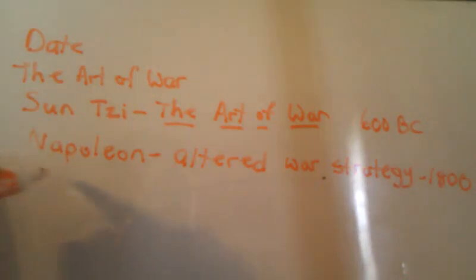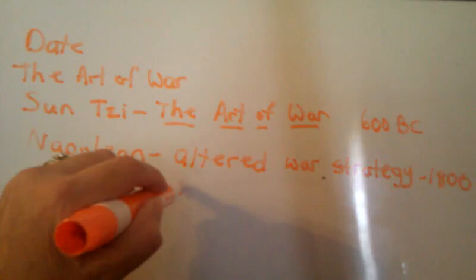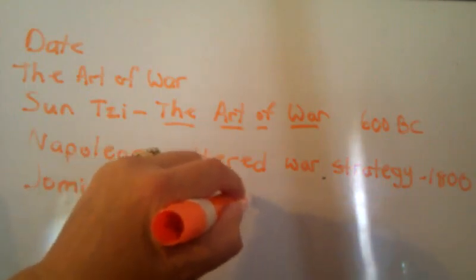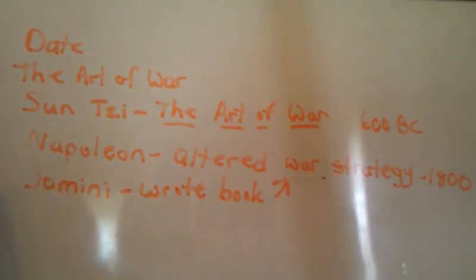Okay, so Jomini is the one that wrote a book about the war strategy. Since Napoleon was considered one of the greatest strategists in history, it seemed only natural to learn from him. As a result, much of the Civil War and the battles fought in it were based on Napoleonic strategy. This turned out to have a disastrous effect on the men who participated in the conflict.